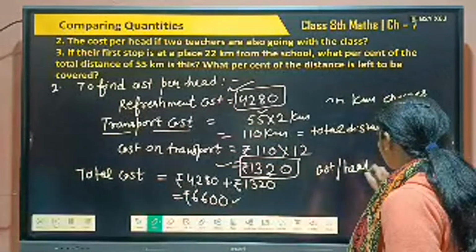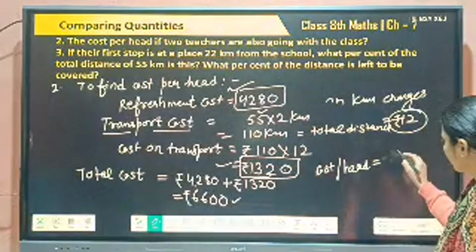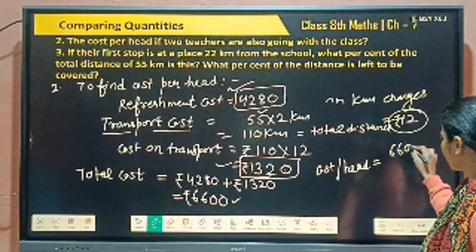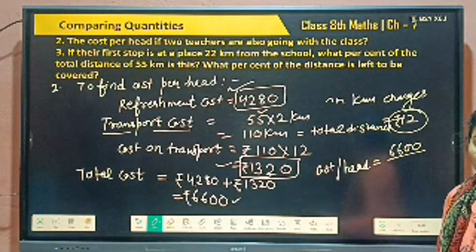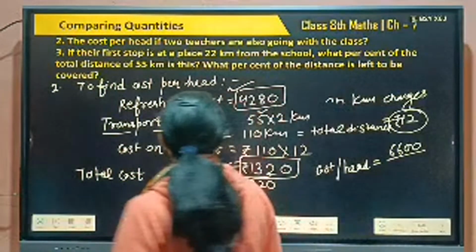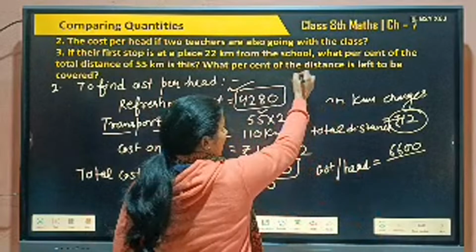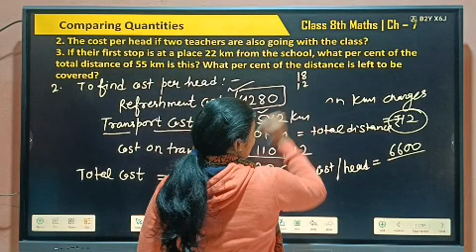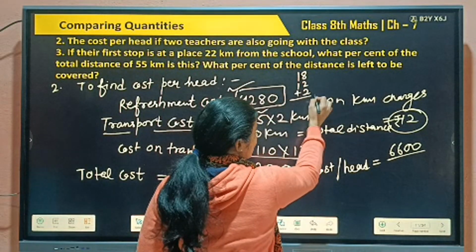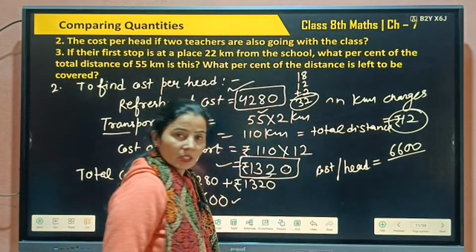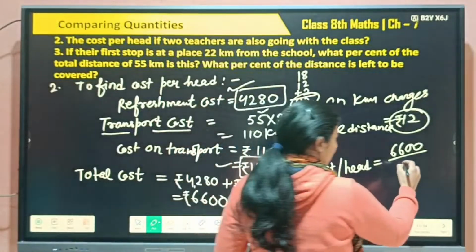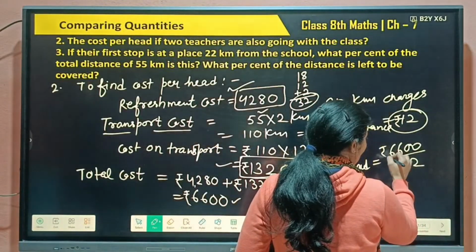will be, total cost is 6,600 by number of persons. How many persons are there? Let us see. 18 are girls and 12 are boys, and 2 more teachers join. They are total 32 in numbers. So total are 32 persons.